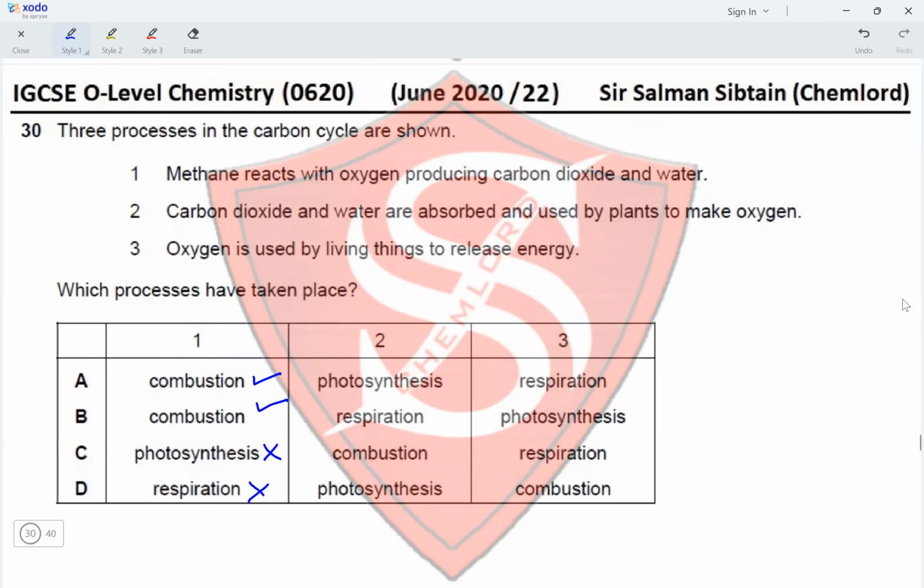Process two, carbon dioxide and water are absorbed and used by plants to make oxygen. So this is photosynthesis and not respiration. And the third one, oxygen is used by living things to release energy. Oxygen, when used by living things, is used to respire. So this process is called respiration, making option A the correct option for this question.